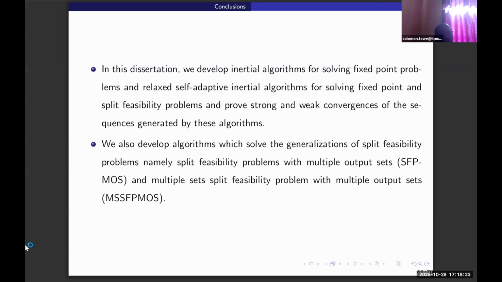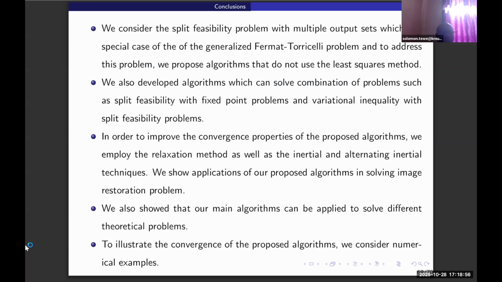We developed inertial algorithms for solving fixed point problems and relaxed self-adaptive inertial algorithms for solving fixed point and split feasibility problems, and we prove strong and weak convergence of the sequences generated by these algorithms. We also developed algorithms which solve generalizations of the split feasibility problem, namely the split feasibility problem with multiple output sets and the multiple set split feasibility problem with multiple output sets. Instead of the least square method, we adopted the generalized Fermat-Torricelli problem, and later we also developed algorithms which can solve fixed point problems and variational problems with split feasibility problems.